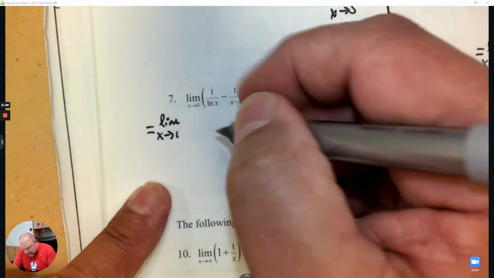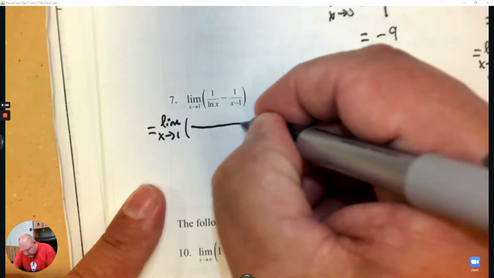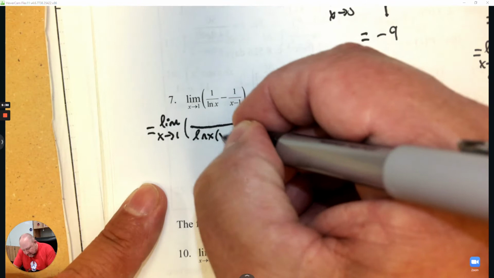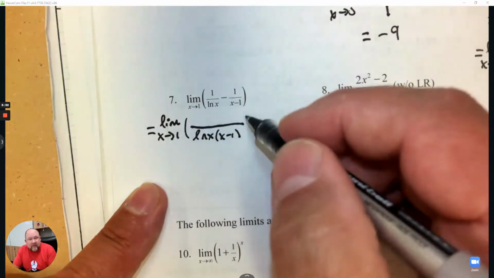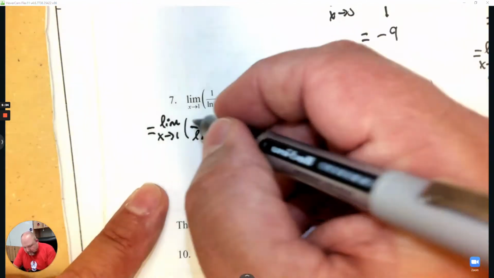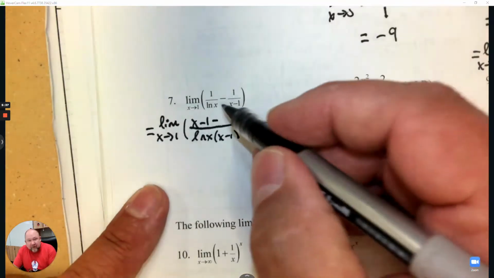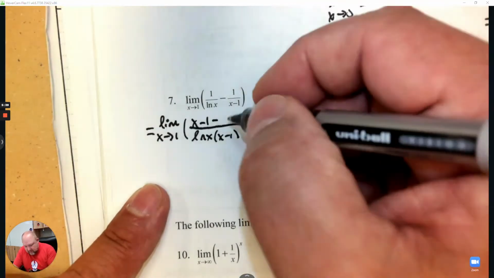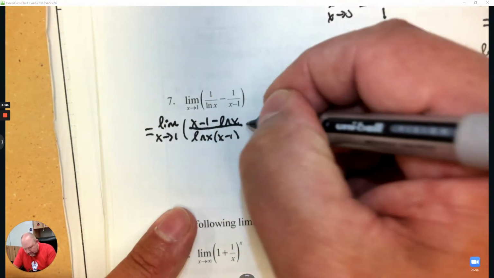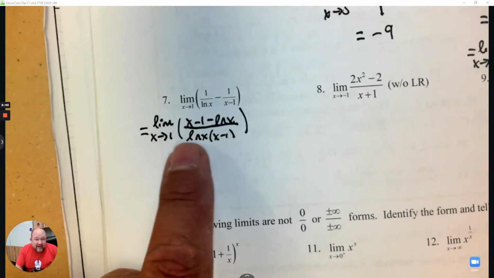So we're going to get common denominators. That's going to be ln x, x minus 1. So we're going to multiply the first times x minus 1, top and bottom, and then multiply the second one by ln x, top and bottom. And now we have common denominators, and now we have one fraction.